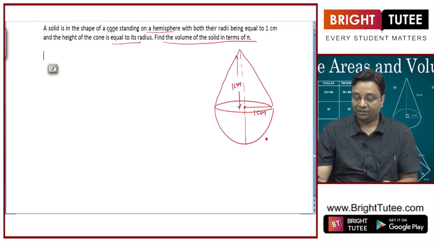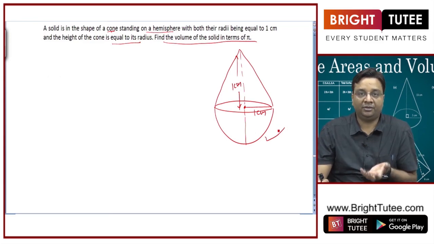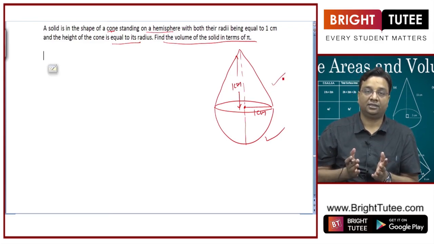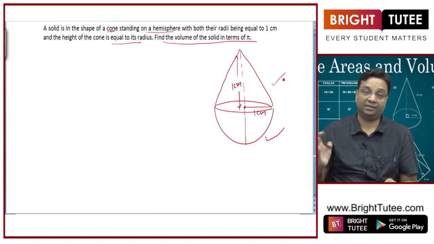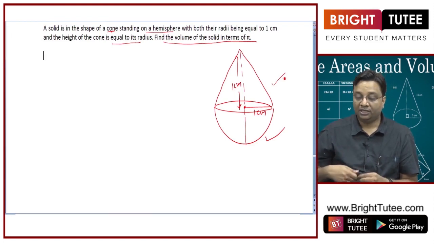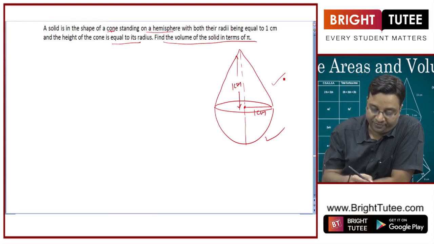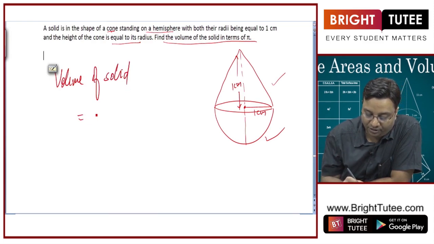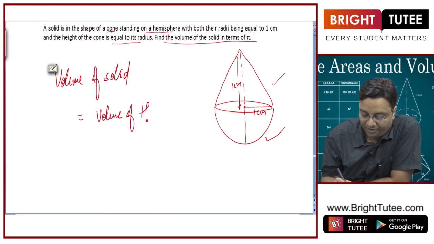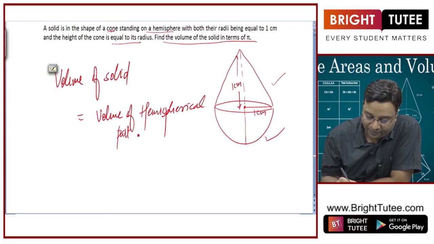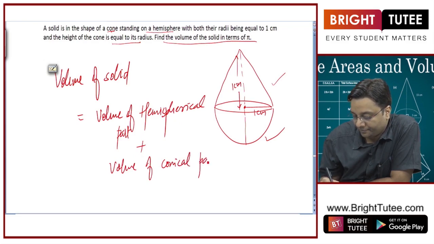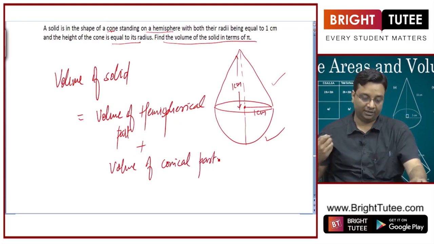So I have got the dimensions of the hemisphere. The only dimension in the hemisphere I need is its radius, which is 1 centimeter. I have got the dimensions of this conical part, the radius and the height, which are enough to calculate its volume. So I need to calculate the volume of this solid. So volume of solid is equal to volume of hemispherical part plus volume of conical part. Right. Now you just need to know the formula and put the values.